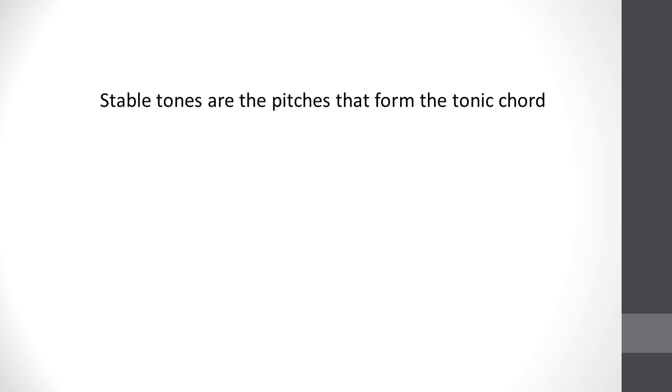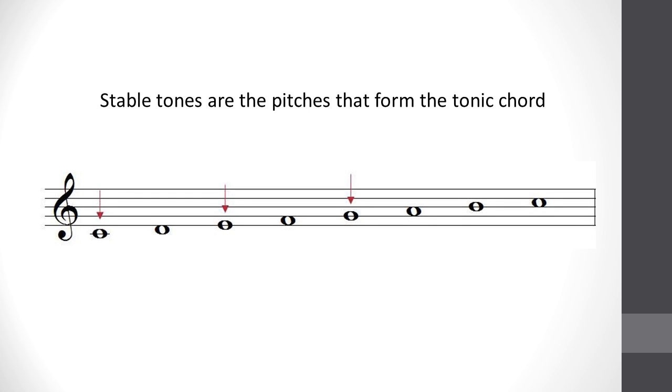But before we can discuss these three types of melodic phrases, we need to first learn a little bit about stable tones and unstable tones. When a piece is written in a particular key, the stable tones are the pitches that form the tonic chord of that key. For example, a piece in the key of C major will have for its stable tones the pitches 1, 3, and 5, C, E, and G. Here is a C major scale and its stable tones.